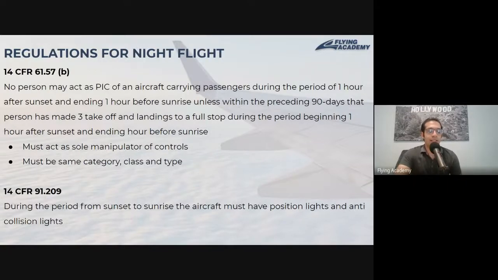To fly at night, you need to be PIC, and it explains it here. Same exact thing that I said. Within 90 days, to carry passengers, 3 takeoffs and landings to a full stop prior to carrying passengers, 1 hour after sunset to 1 hour before sunrise, and these are the regulation codes. Sunset to sunrise, anti-collision light and position lights on. Same thing. These are the reference numbers to that FAR. Let's go ahead and move on to the next one.